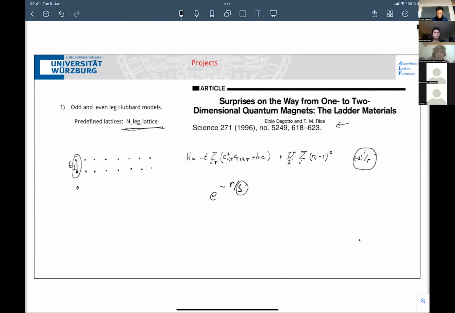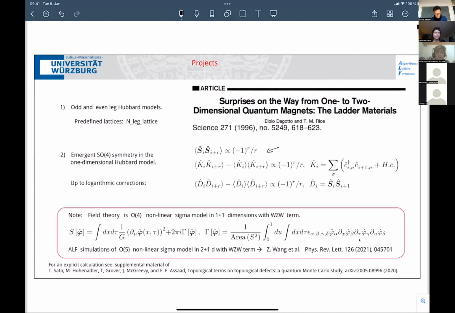Another thing which is very nice is staying in the realm of 1-dimensional Heisenberg models, or just the 1-dimensional Hubbard model. Now, the 1-dimensional Hubbard model actually has enhanced symmetry. If you measure the spin-spin correlations, then you will see something which is like (-1)^r divided by r. I said that before.